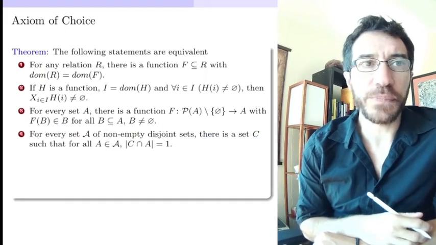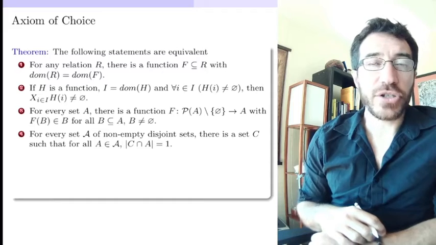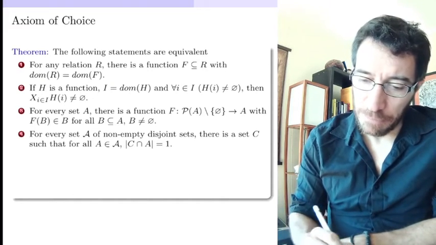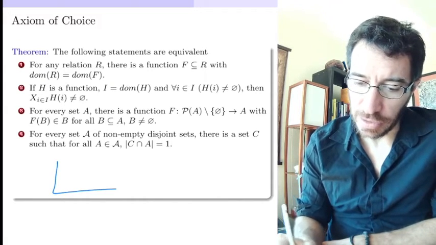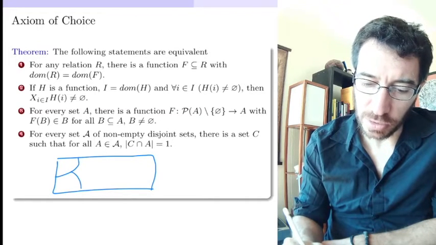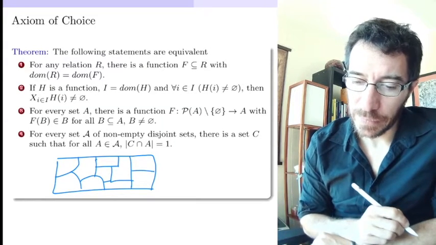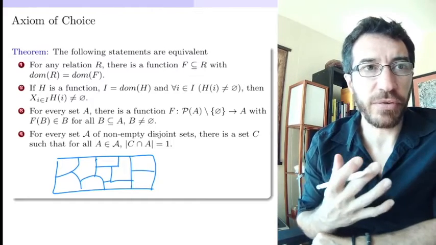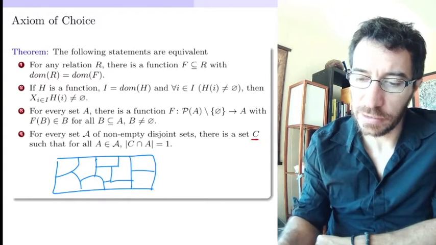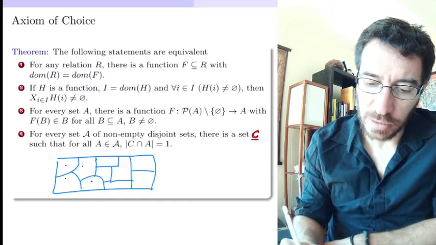For number 4, it says that if we have a collection A of non-empty, disjoint sets, so it's what is called a partition, if you take the union of all A, they're all disjoint. And what it says is that you can find this set C, which picks one element from each.